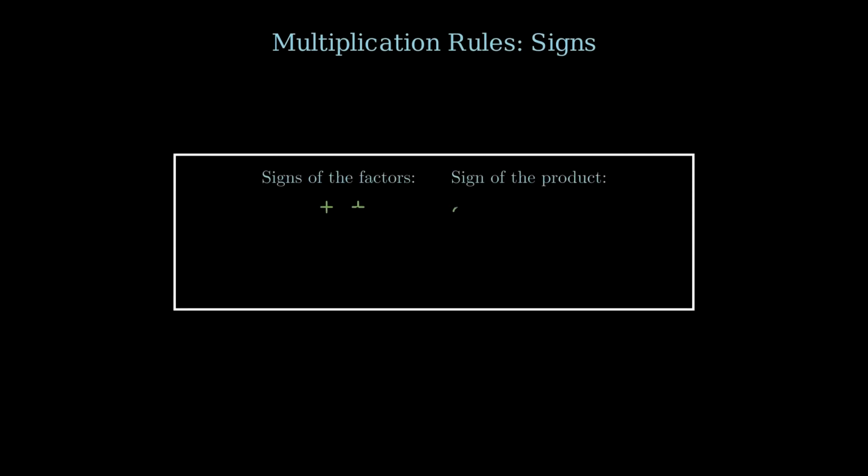When you multiply two real numbers, the sign of the product depends on the signs of the factors. Multiplying two numbers with the same sign always results in a positive product. However, multiplying two numbers with opposite signs gives a negative product.